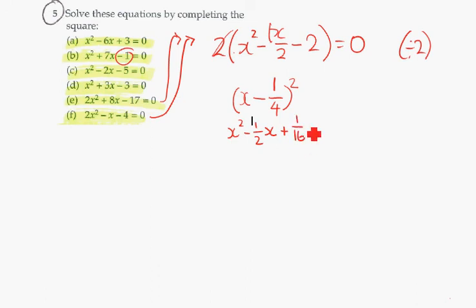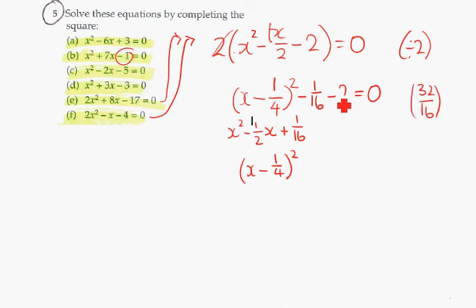You can just check that if you like. Quarter times a quarter. Now I don't want the 1 over 16. What I actually want is minus 2. It's minus a quarter all squared. Now 2, we can write that as 32 over 16. So I'll have minus 1 minus 32 is minus 33 over 16 equals 0.